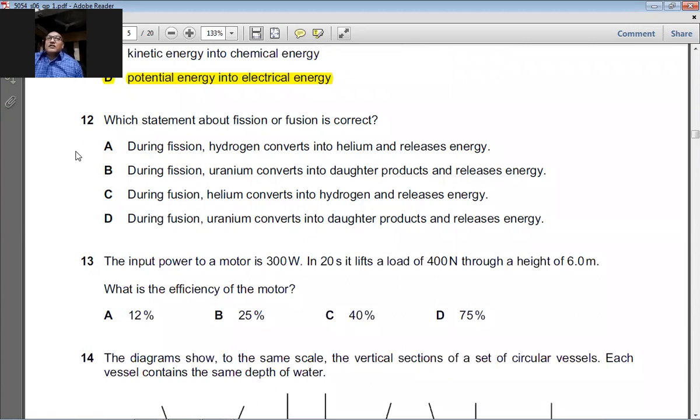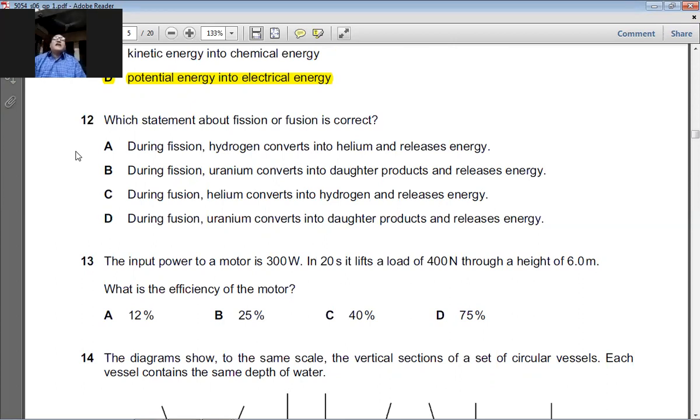Okay. So question number 12 is showing up on your screen. It says, which statement about fission or fusion is correct? You see, in fusion, smaller nuclei come close to each other and fuse into one another, and they make a larger nucleus. For example, two hydrogen atoms come close to each other, and the nuclei fuse into one another and make helium. So smaller nuclei combine to make a larger nucleus, that is called fusion.